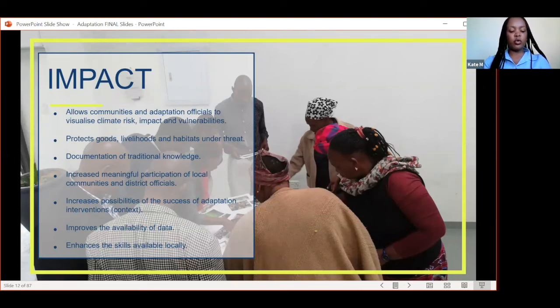This tool also is going to ensure that there is no blanket approach to adaptation, and we are now able to contextualize responses. Adaptation officials will now know which areas are vulnerable and to what extent, and this increases the success of adaptation interventions. The tool is going to improve the availability of data, which is a huge problem, not only in Botswana, but in other developing countries. It is also going to enhance the skills available locally. Can I have the next slide, please?